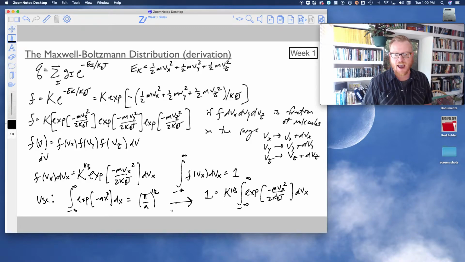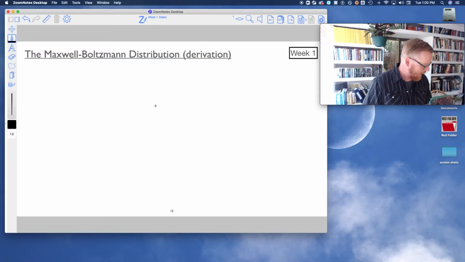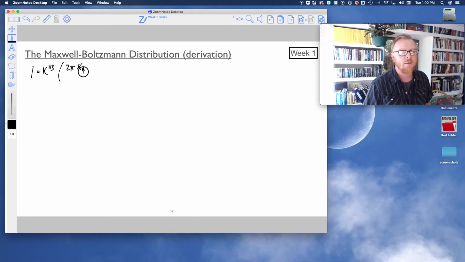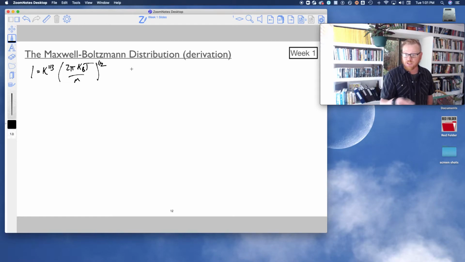So I'm just going to write the solution of this. Here we recognize a is m divided by 2kbT. So our solution will be pi divided by m divided by 2kbT, and we'll do the algebra to make that look a little bit nicer. So now that's going to go 1 equals k to the 1/3 power. And here I'm just going to write that integral solution with the algebra already done, 2 pi kbT divided by m, all to the 1/2 power, square root. So stop and make sure that you can do that algebra from the previous slide.